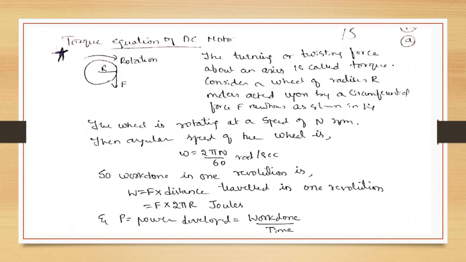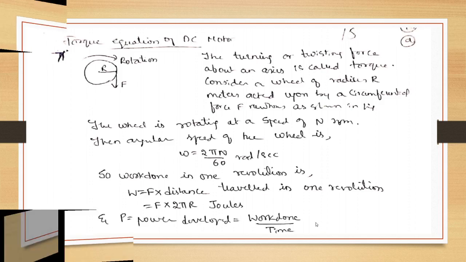The turning or twisting force about an axis is called torque. So consider a wheel of radius r meters acted upon by a circumferential force F newtons as shown in the figure. Here this is the radius r of the wheel and F is the force, and this is the direction of rotation of the motor. The wheel is rotating at a speed of n rpm and the angular speed of the wheel is given as omega equals 2 pi n by 60 radians per second. Work done in one revolution is force into distance traveled in one revolution, that is F into 2 pi r joules, and P, the power developed, is given as work done by time.